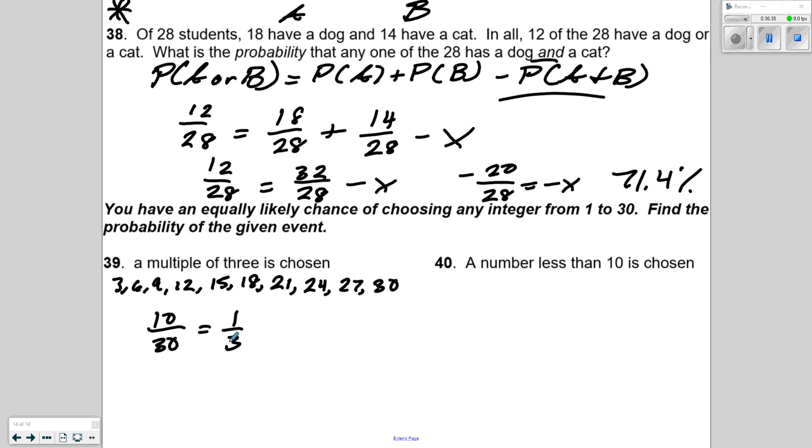All right, then for 40, a number less than 10 is chosen. So if we think about the numbers that are less than 10, that means 1 through 9. There's 9 numbers there out of 30, so that's 9/30.